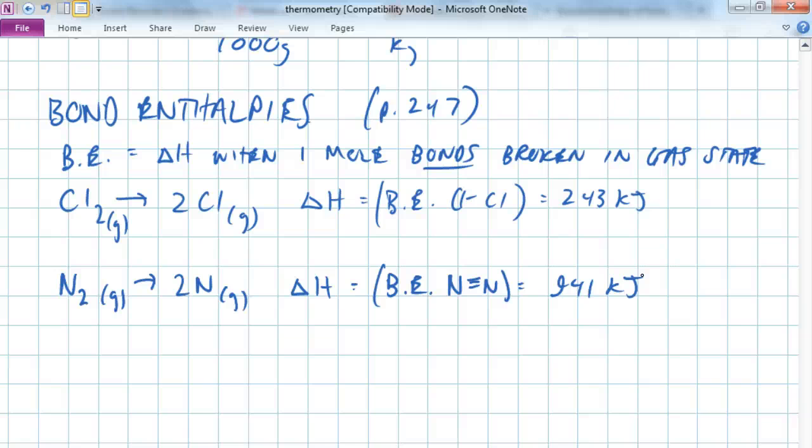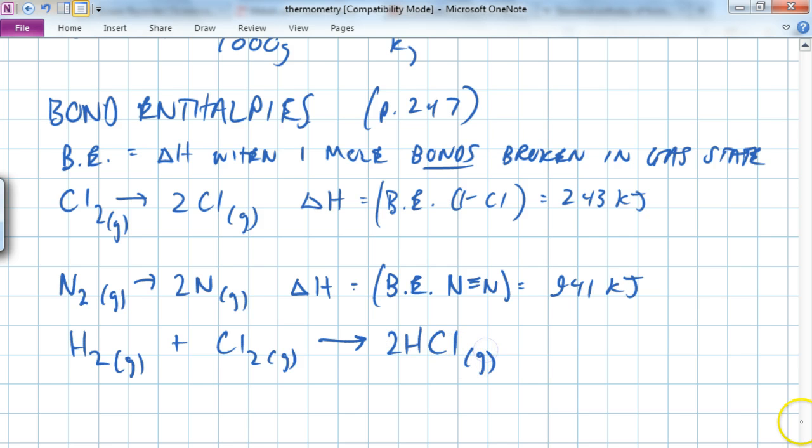Now, you could use this to calculate bonds, but you have to be a little bit careful. It would work really well if you were just dealing with diatomic molecules. So let's take an example here. Let's look at H2 plus Cl2 yields 2HCl. Now, can you see how we could use the bond energies to figure out the delta H for this reaction? Of course, we could use heat of formation because this is simply twice the heat of formation of HCl. These are both elements in their standard states. But what if we use the bond energy?